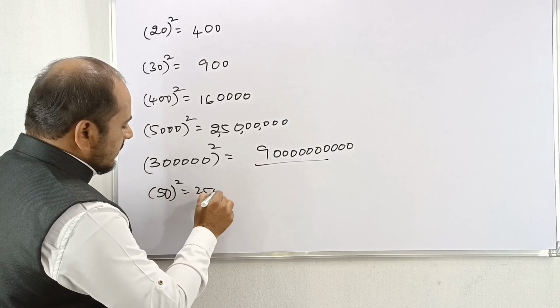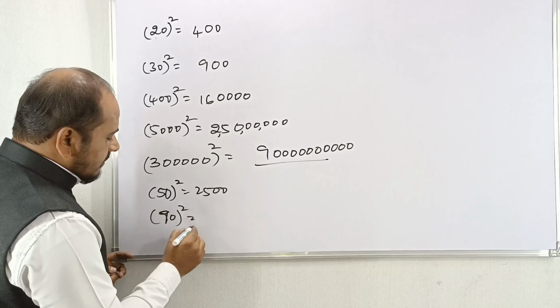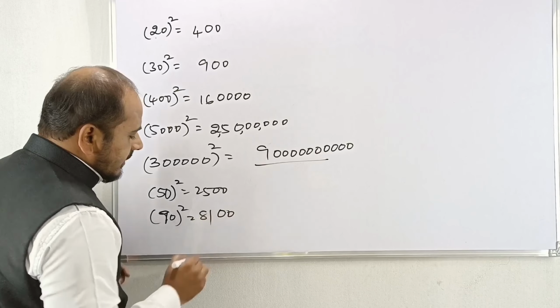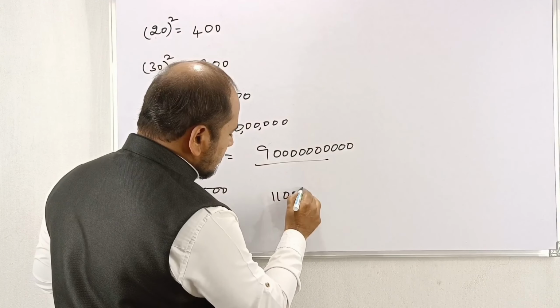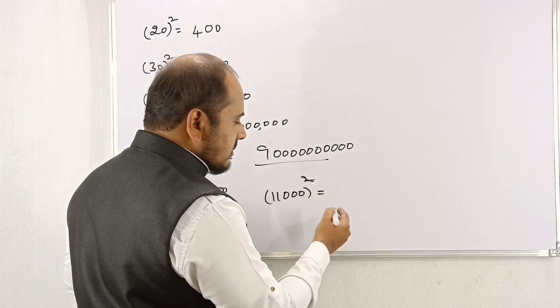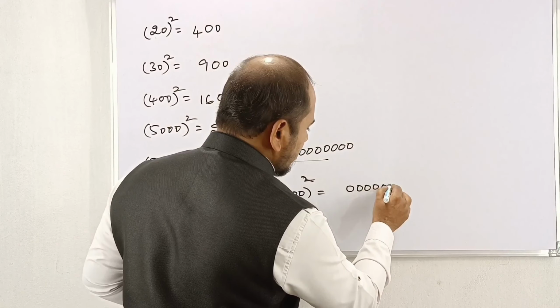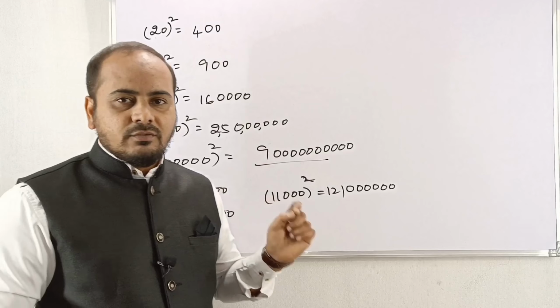Like 50 square, 2500. 90 square, what can you write, my dear? 8100. That's it, my dear. And for example, 11000 whole square. Here how to do? Here 3 zeros we have. You take 6 zeros, my dear. And 11 square is nothing but 121. Like this we can find.